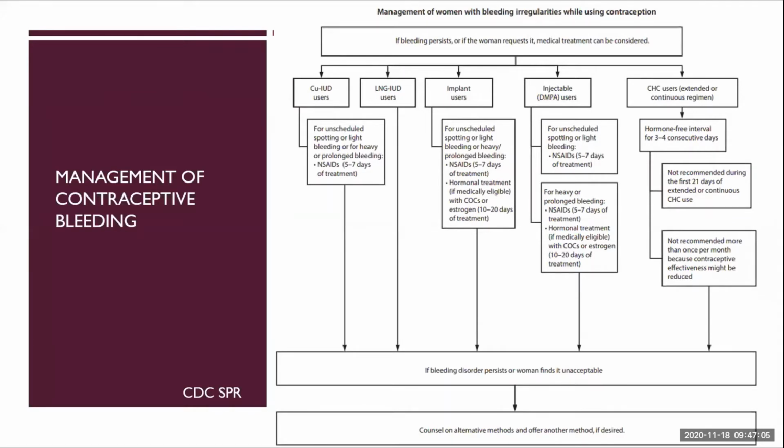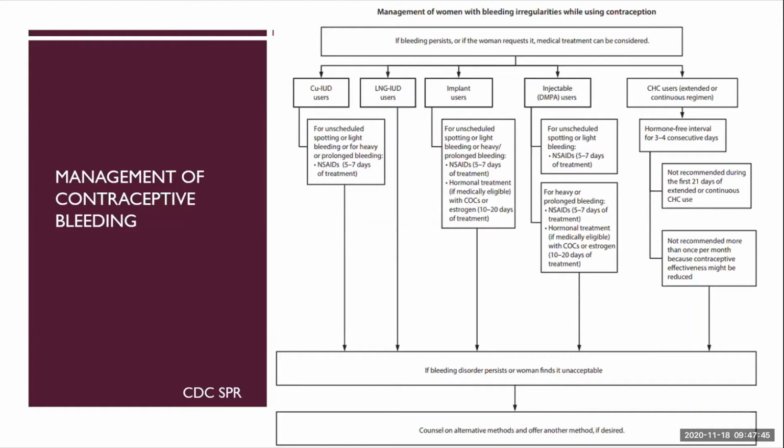If you are faced with a woman who is complaining of contraceptive-induced medical changes, there is a nice flow chart here from the CDC selected practice recommendations. This is very similar to what the WHO recommends. And once again, the treatment should be addressed on an individualized basis. So for example, on the left-hand side here, if a woman is using a copper IUD and complains of unscheduled spotting or heavy or prolonged bleeding, non-steroidal anti-inflammatory agents can be very helpful.